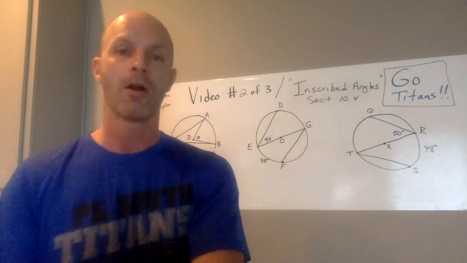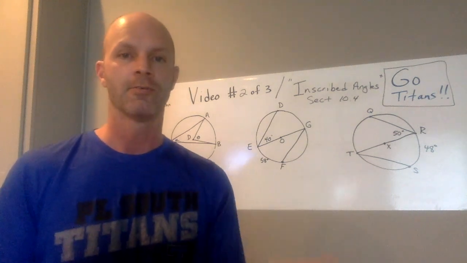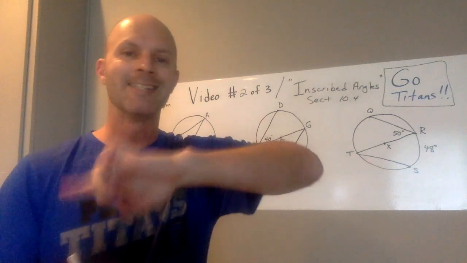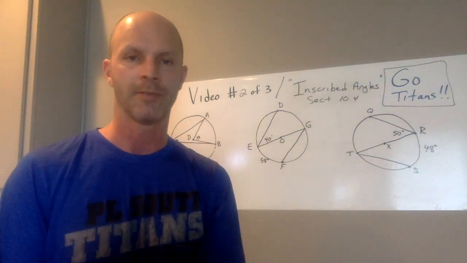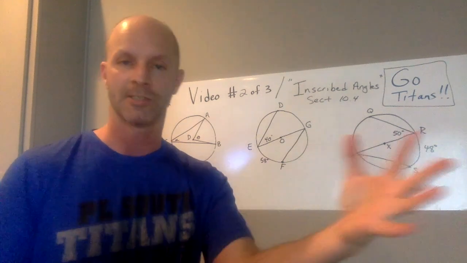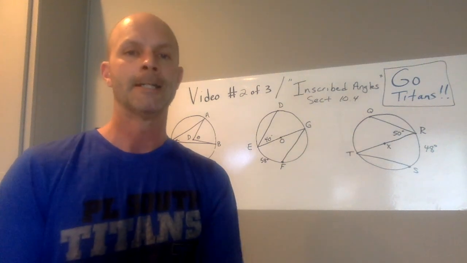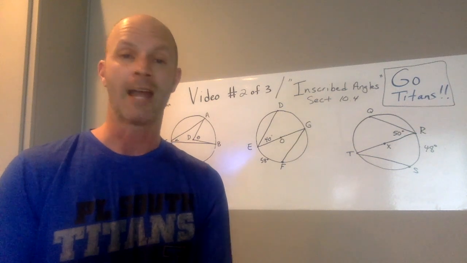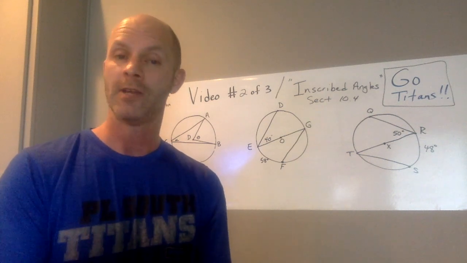Video 3 will be arc length. I am right on that this time. So the third video will be finding distance around a circle called arc length. So far we found measures of arcs, found central angles, learned about types of arcs, and now we're going to do inscribed angles.